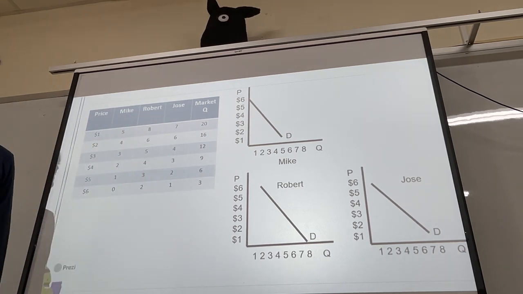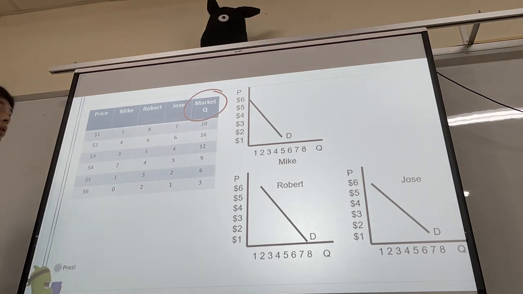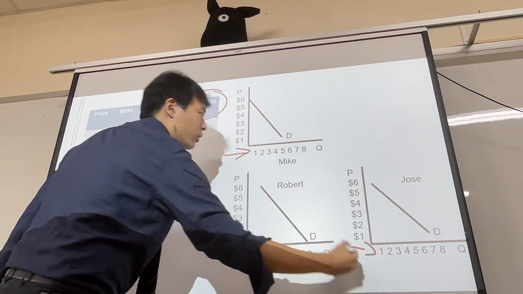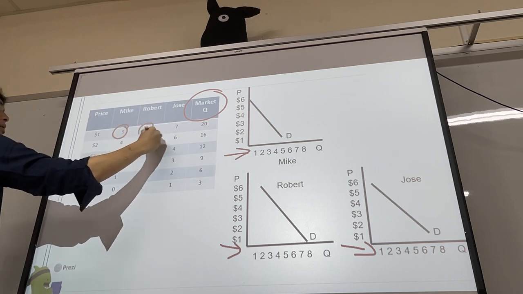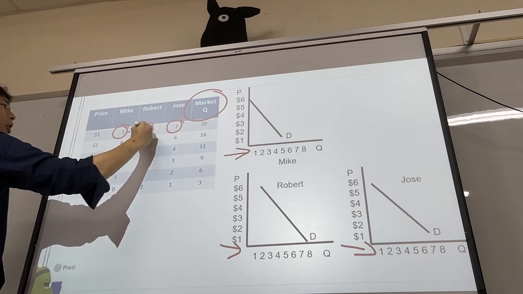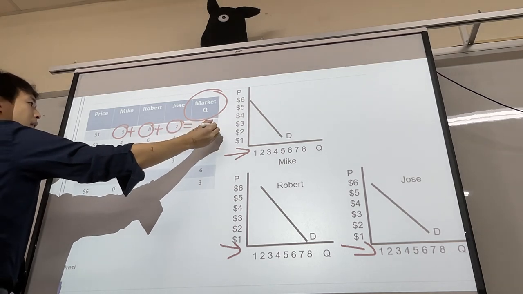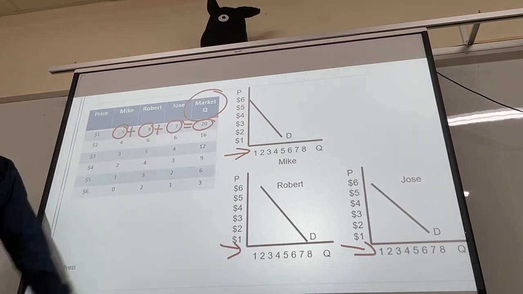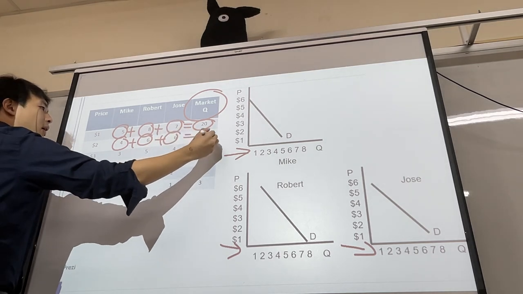Now, easy. If they ask you what the market demand is, you are going to add all the X volume. This is the X volume. At $1, Mike will buy 5, Robert will buy 8, Joe's will buy 7, which means you add all the numbers, and that equals the market demand. So 5 plus 8 plus 7 equals 20, and 4 plus 6 plus 6 equals 16.